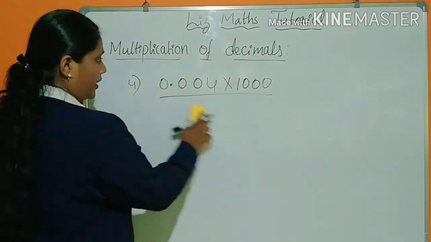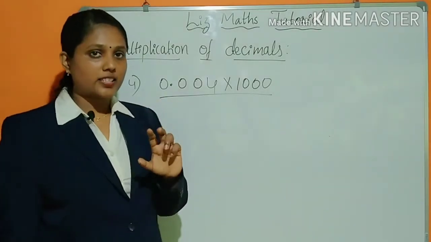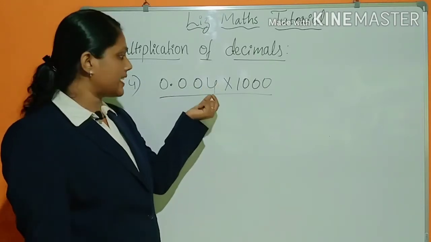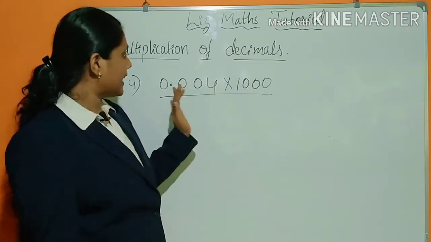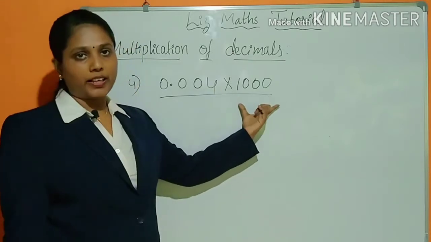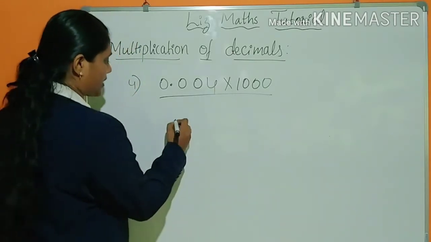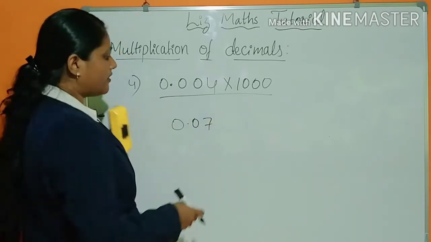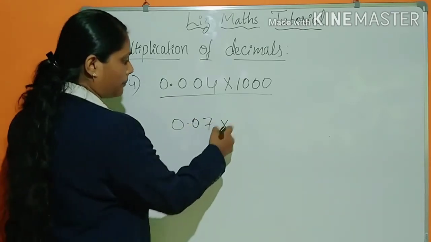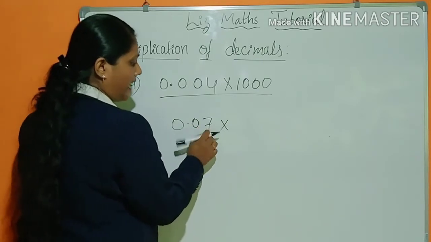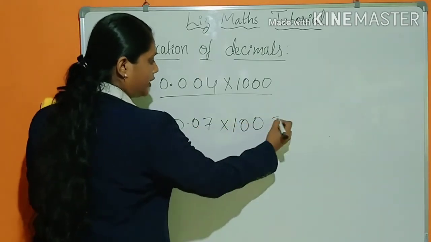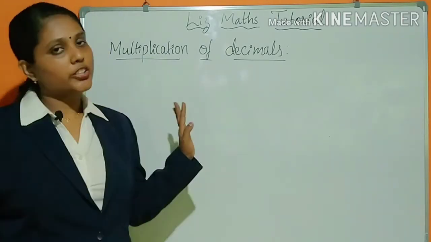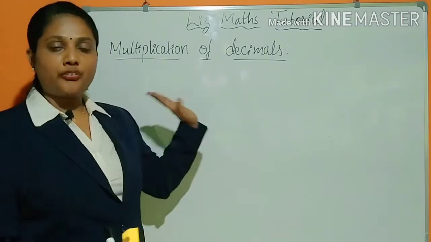Hope you guys understood. What is the concept you have to understand here? To get the exact value of the number, what do you have to do? According to the place value, you have to multiply the number. See, if you have 0.07, to get the value of 7 here, you have to multiply by 100. Then you will get the value of 7. Got it? So I hope you understood the multiplication of decimals.